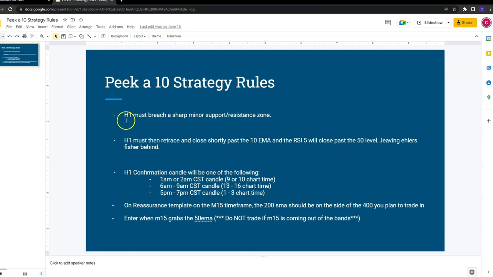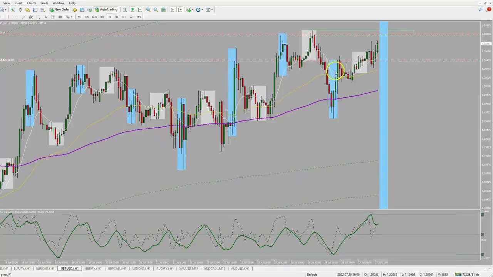The first rule says that H1 must breach a sharp minor support or resistance zone. So here, this area right here, we have a sharp area of what was resistance, because once this made this sharp point and then came down, once we came back up, we broke it as resistance. Essentially this is just a break and retest, but it's the way that I see it on this particular setup.